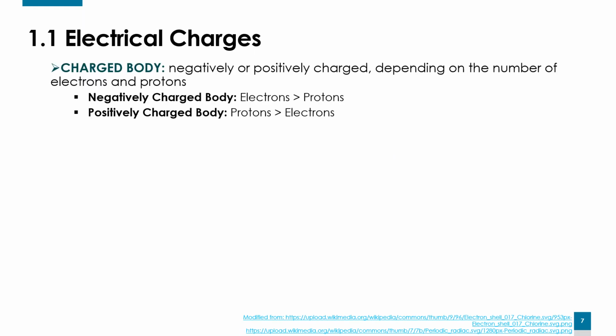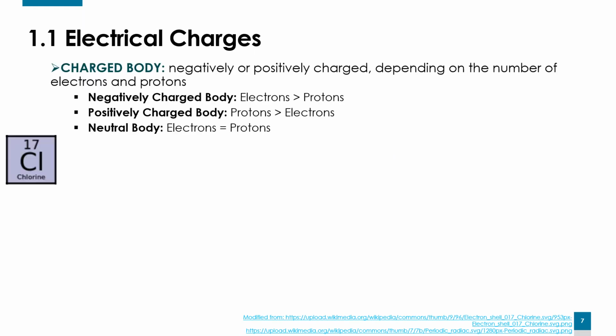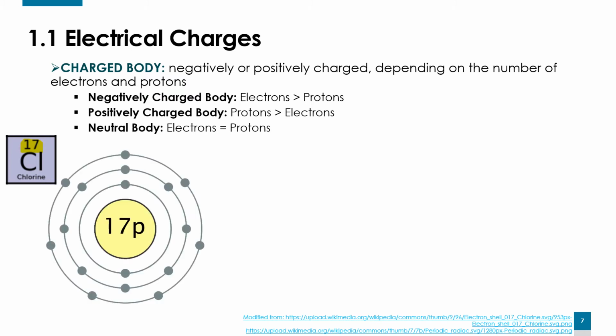Now, let's do the same, but using another element, chlorine. So chlorine, what do I know from the periodic table? From the periodic table, it has 17 electrons and 17 protons. So I'm going to represent it in a diagram. I have here 17 protons. What's the charge of the protons again?